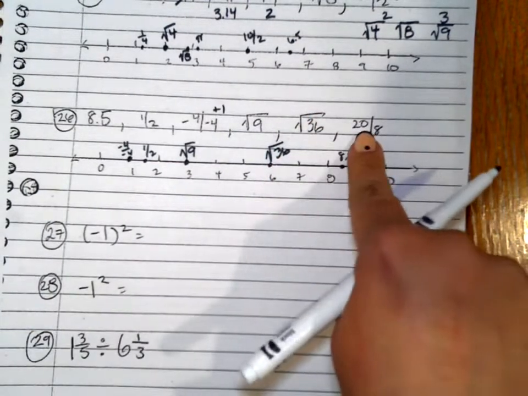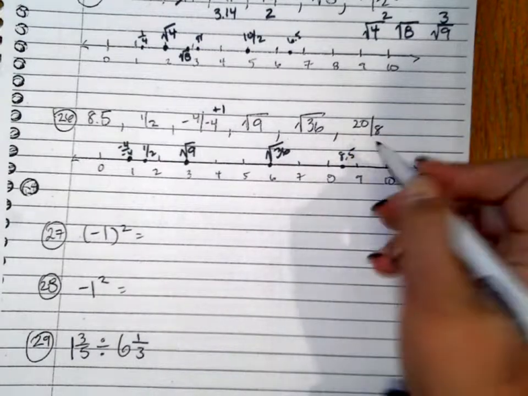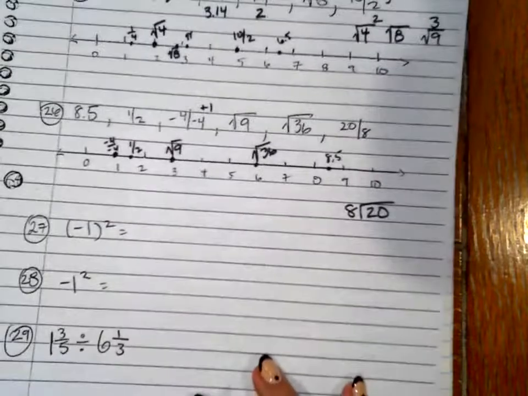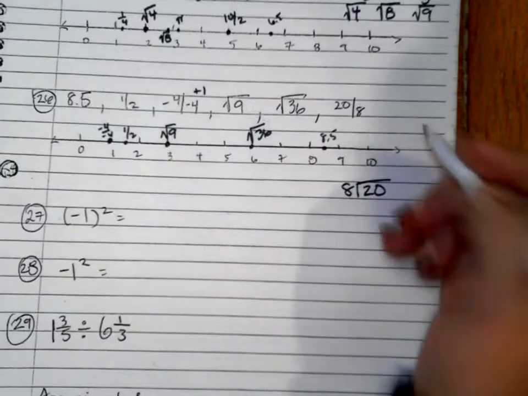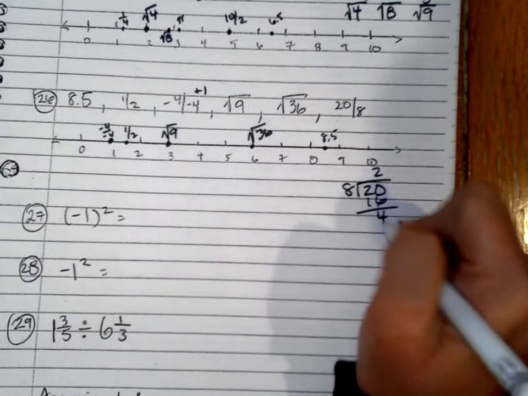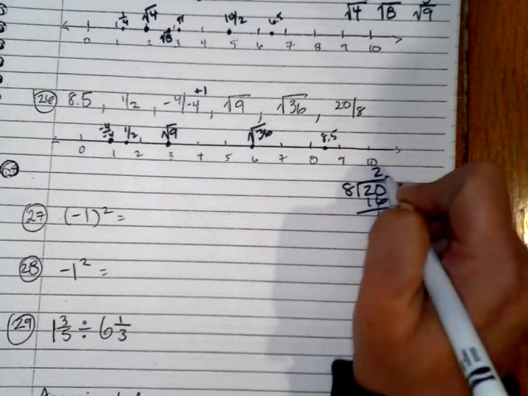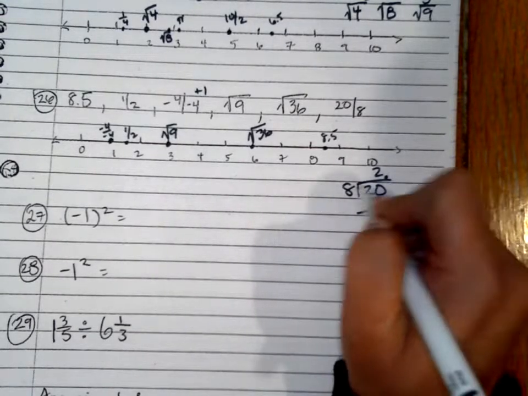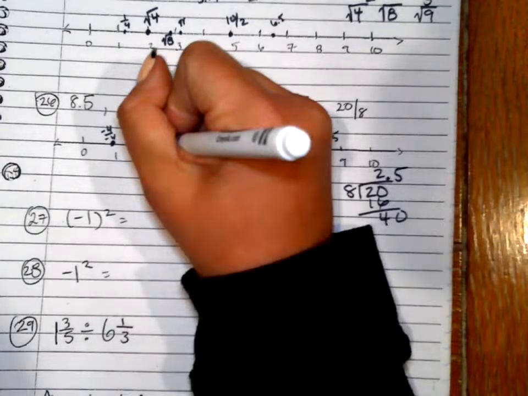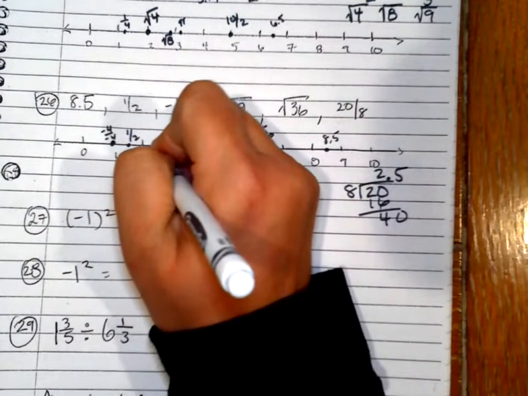And then 20 divided by 8, let's figure out where that is. Well, the easiest thing to do would be to put that into a decimal. So I'm going to divide that by 2. That gives me 4. Drop my 0, put a decimal. 8 goes into 40 5 times, so 2.5. Put that right there, and that is 20 divided by 8.